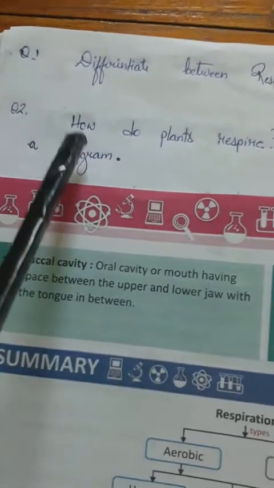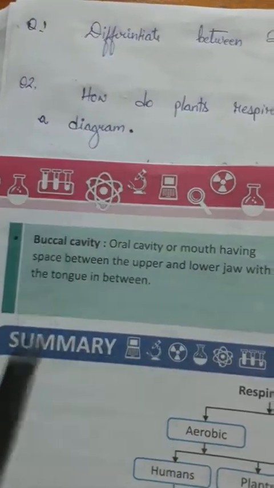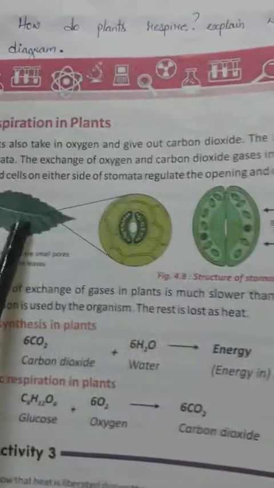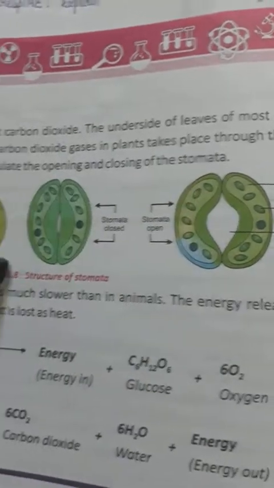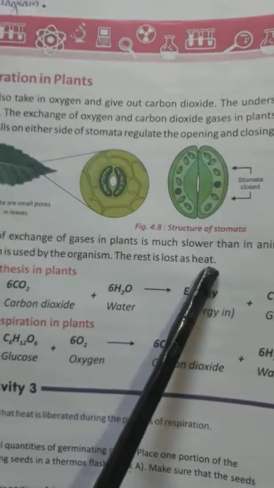And number 2, how do plants respire? Explain with the help of a diagram. So here, this number 2 will be this. You have to draw this diagram, okay? Structure of the stomata, respiration in plants, and you can explain with all this. From here, you can write everything till here, okay? This will be your homework. That's all.